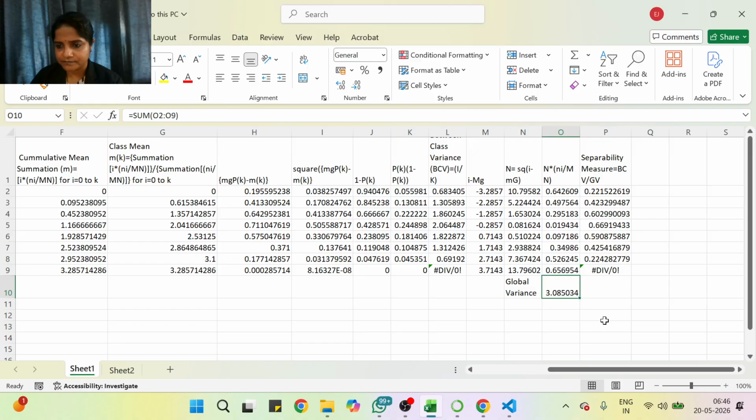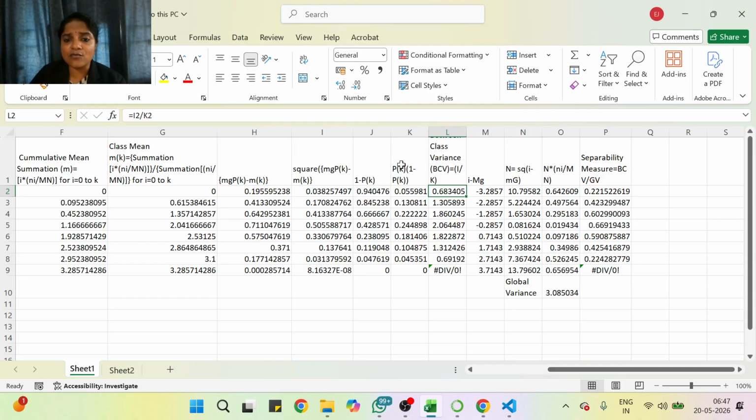As you can see, the separability measure is also maximum only for k equal to 3, at 0.669. How do you calculate the separability measure? It is between class variance divided by the global variance. Between class variance we already calculated. It is basically (mg into p of k minus mk) the whole square, divided by p of k into 1 minus pk.